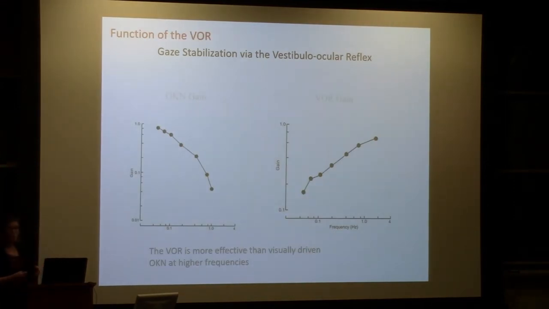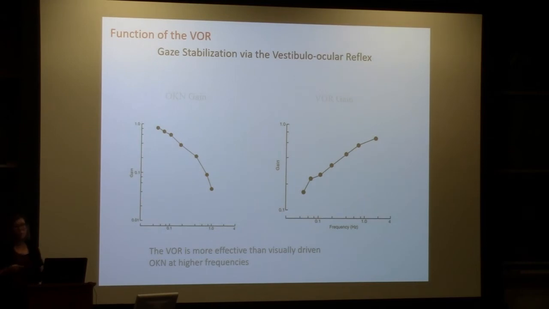So why is that important? Because when we're walking through the world, we're generating really dynamic movements. And what happens is the VOR works very effectively for us at high frequencies. So this is a log scale. You can see at higher frequencies, the gain is close to 1. That means you get the same eye movement for the head movement you generate. So you really have good stable gaze.